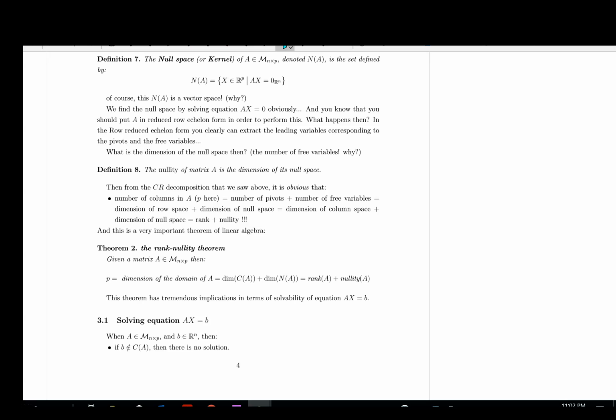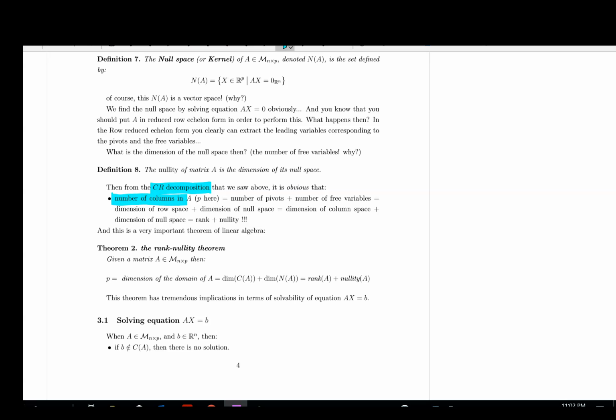So let's see that famous rank nullity theorem. Remember the CR decomposition we obtained. We have many facts from that CR decomposition, although it was not rigorously proved. You could prove it, but you see how it was generic enough that it was just observations, actually. Okay, so what did we get?